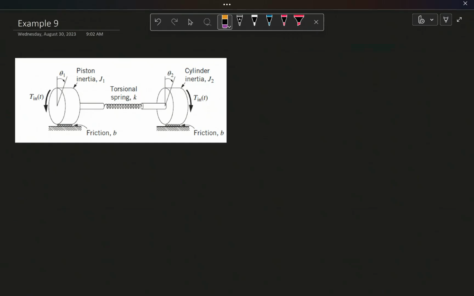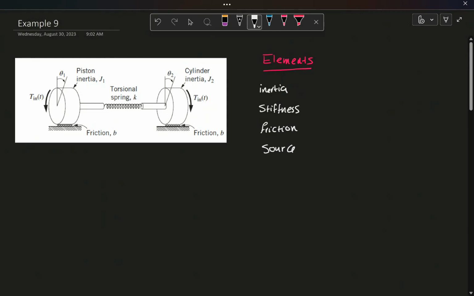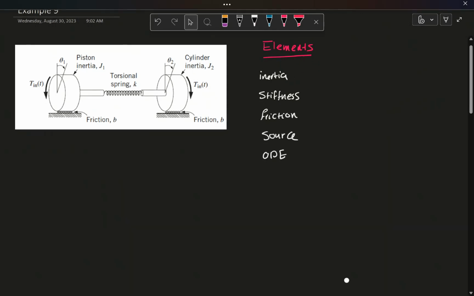Okay, let's go ahead and list the elements in the system first. Inertia, stiffness, friction, my sources, and the number of ODs.